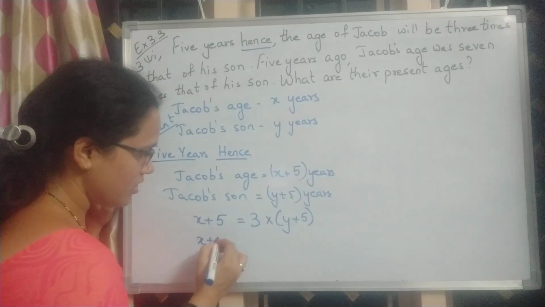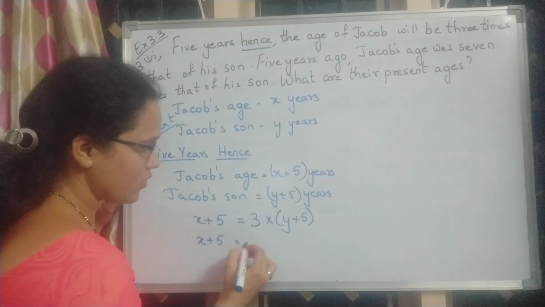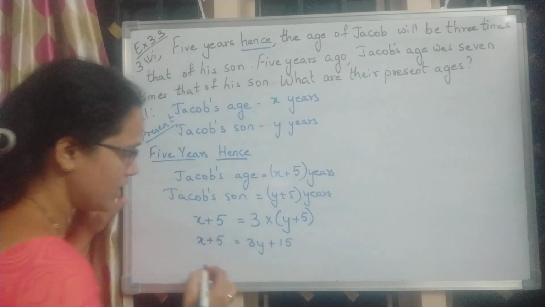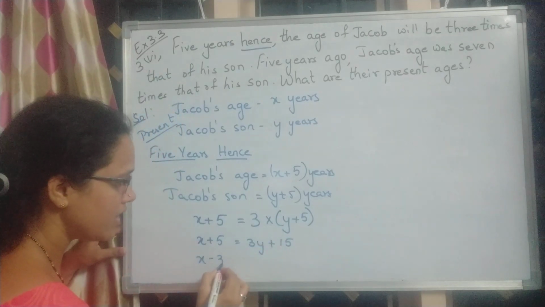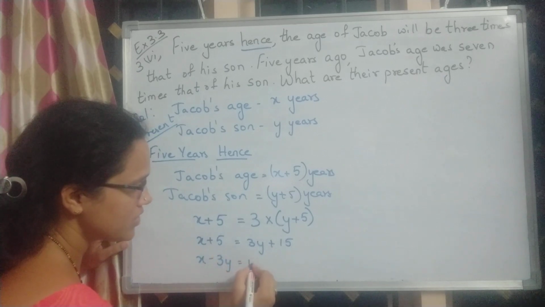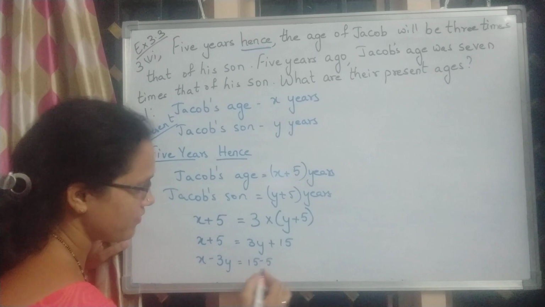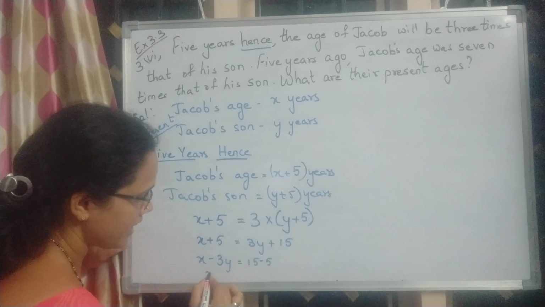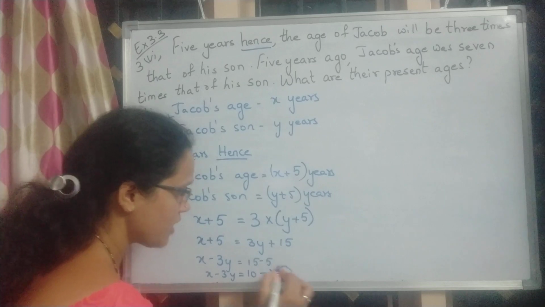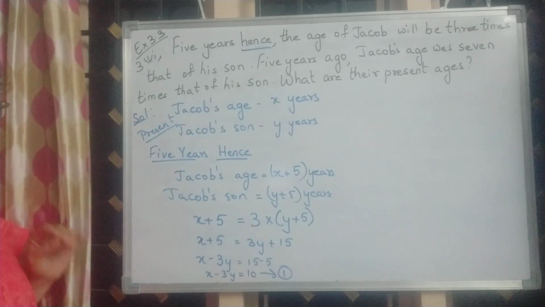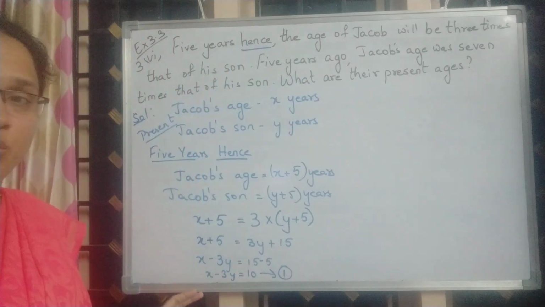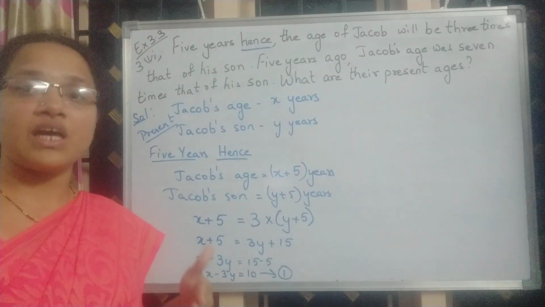Now find out the value. X plus 5 is equal to 3y plus 3 fives are 15. X minus 3y, bring that to this side, is equal to 15 minus 5. That means X minus 3y is equal to 10. Let this be equation number 1. Is that clear, children, all of you? So from the first statement we got an equation in terms of X and Y.